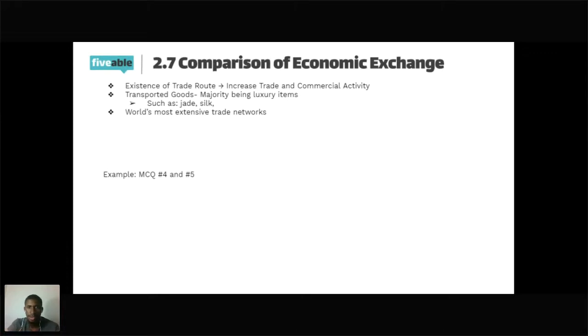And then we see these trade routes being very extensive and very economically beneficial to others because they help to spread different ideas. And also, I don't want to spoil it for you guys, but the multiple choice questions are coming up, and this is very linked to number 4 and number 5.